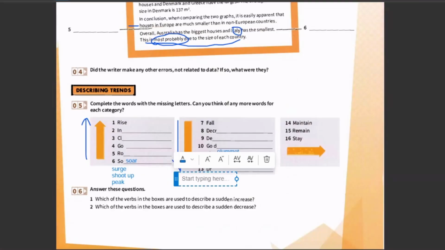Okay. A very commonly used word is reduce. Oh yes, reduce.